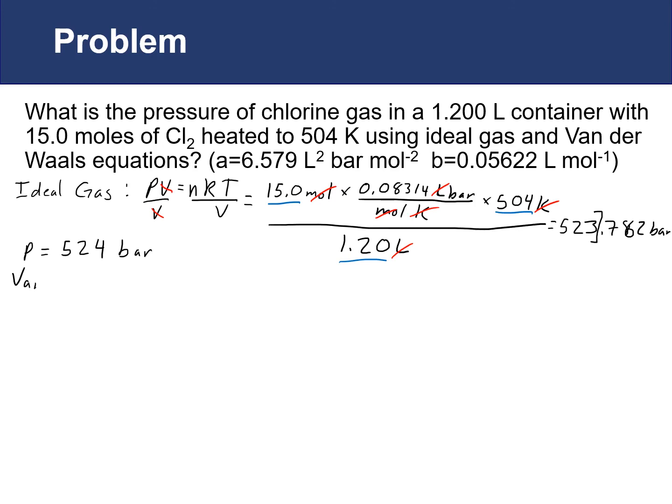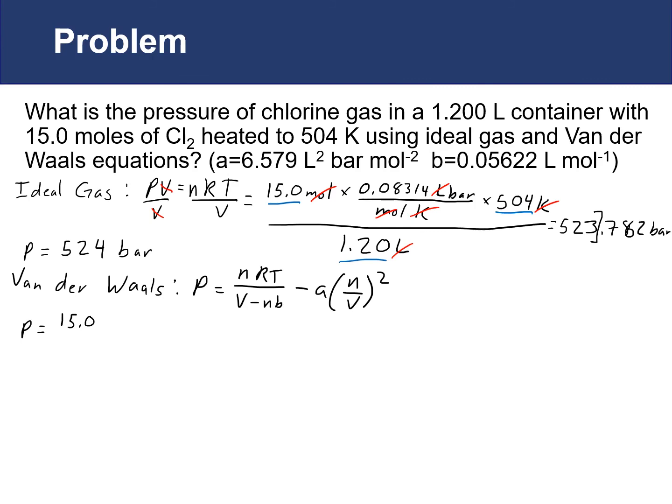If we use the van der Waals equation, let's see what we come up with. So the van der Waals pressure is equal to nRT over V minus nb, minus a times n over V squared. Okay, so plugging our values in, we have our pressure is equal to our 15.0 moles times, I'm again going to use the R that we had before, so that's 0.08314 liter bar per mole Kelvin.